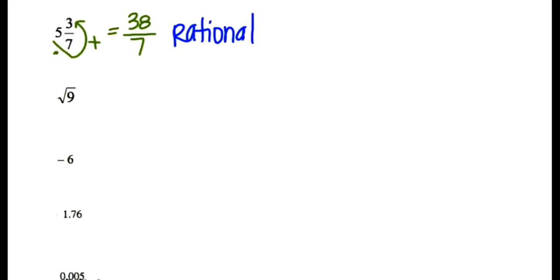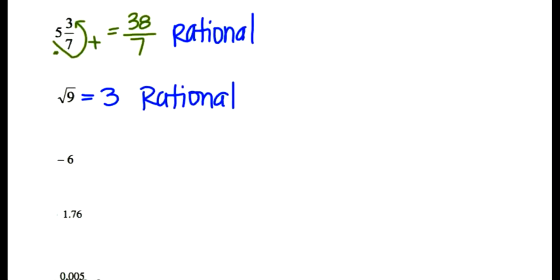The square root of 9. If I take the square root of 9 in my calculator, I get 3. The square root just means what times itself can get me to that number. So 3 times 3 would give me 9. It is a terminating decimal if you want to think of it that way. It's also a whole number. It's an integer. It also can be written as a fraction. So this number also is rational.